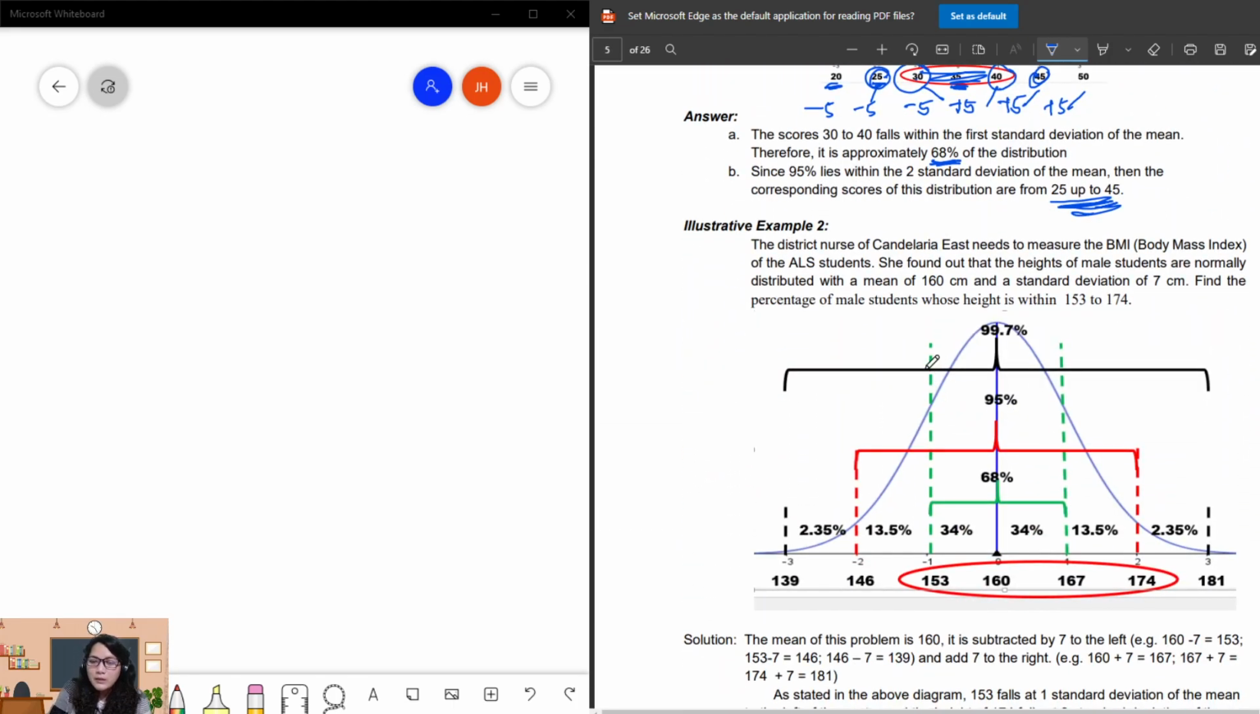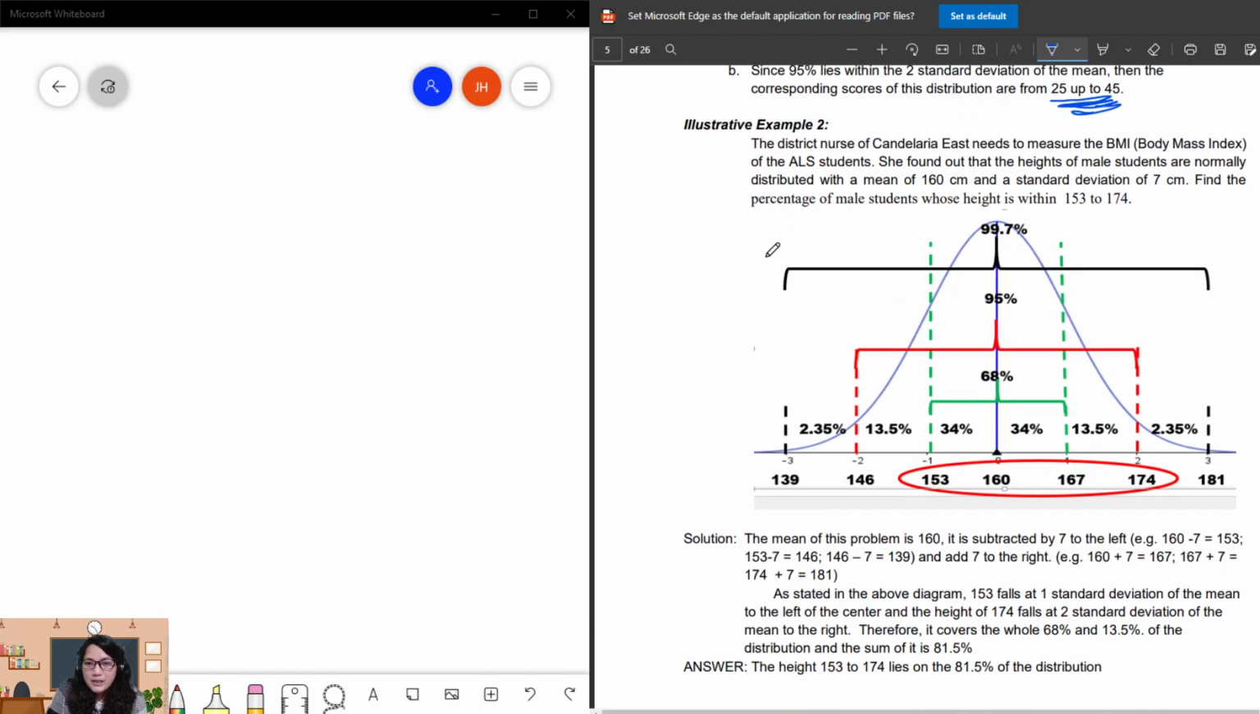Okay? How about example number 2? The district school nurse of Candelaria needs to measure BMI. So, she found out that the heights of male students are normally distributed with a mean of 160 cm. The standard deviation is 7. Alright? So, we have here 0, negative 1 to 3, and 1 to 3. We have the mean, which is 160. Then you add 7 to the right side and subtract 7 to the left side, the same thing as what we did in the previous example, right?